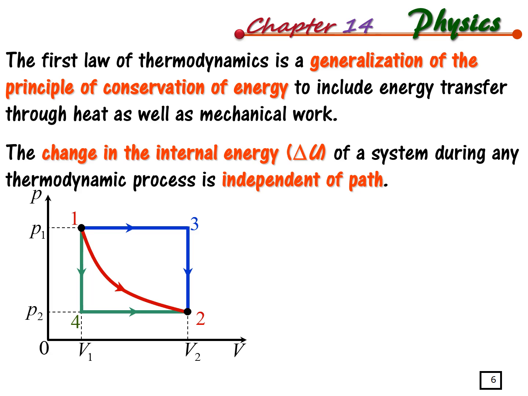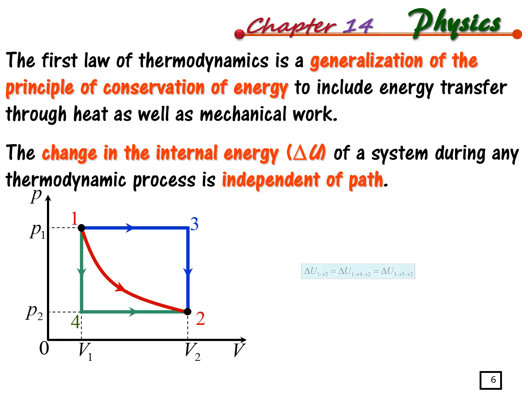And the last path will be from 1 to 2 through the curve. So there are 3 ways how the gas will change its state from initial state 1 to the final state 2. Through path 1, 4, 2, through the curve 1 to 2, and through the path 1, 3, 2. So since the initial state and the final state of the gas are the same, either through path 1, 4, 2, or 1 through the curve to 2, and from 1 to 3, and after that 3 to 2.